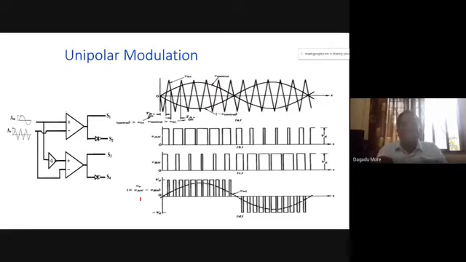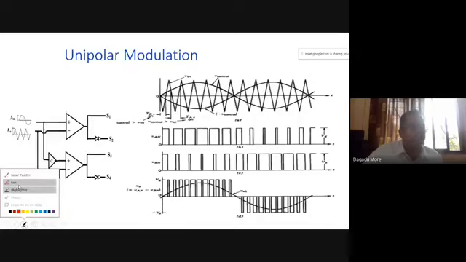Now let us go for unipolar modulation. I think we have already discussed unipolar modulation in our very first few lectures. Can you recall? Okay, again we are having the same inverter, so we'll just draw the inverter here.